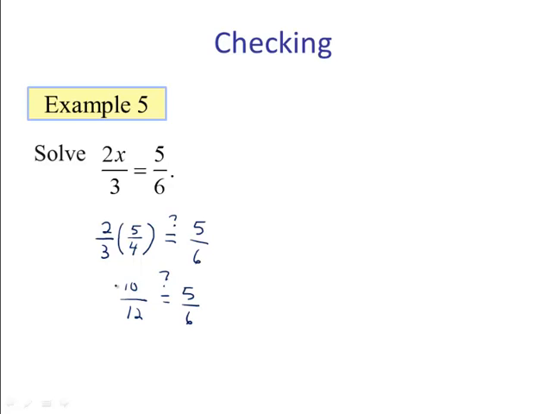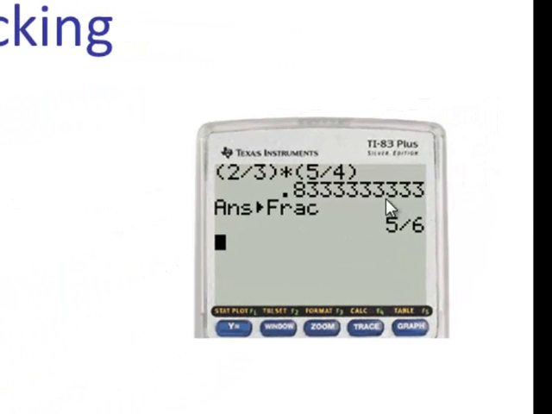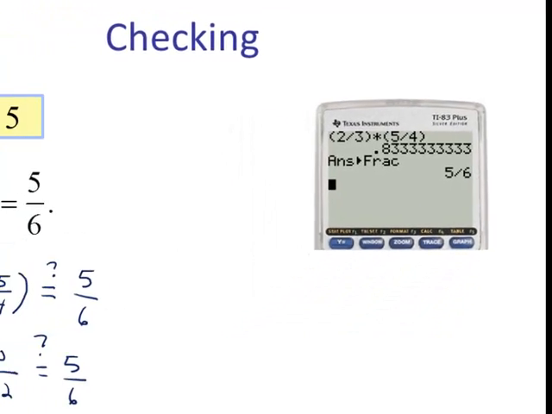If we reduce this, 2 goes into both the numerator and denominator. This becomes 5/6, and of course that equals the right hand side. So we verified it is correct. And using the calculator, if we take 2/3 and multiply it by 5/4 and change it to a fraction, we get 5/6. So it's correct.